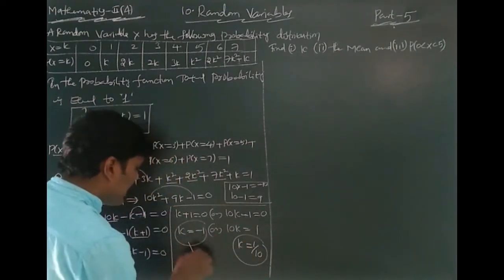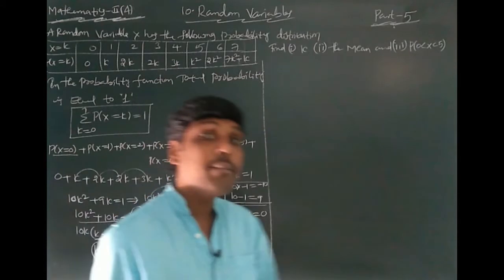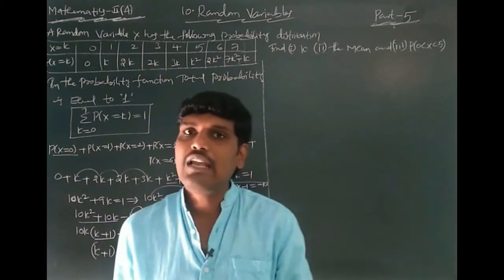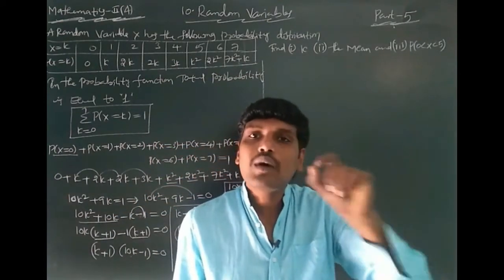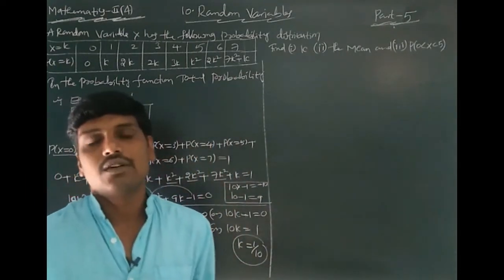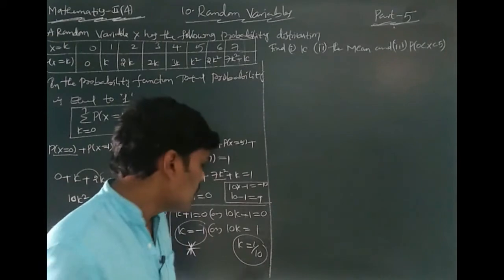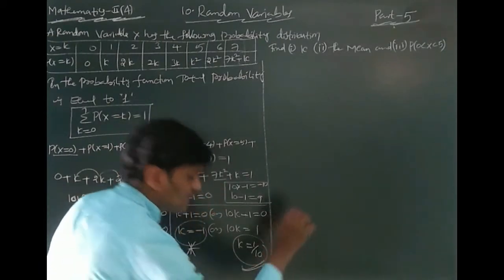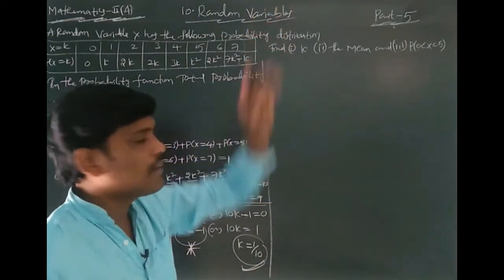This k equal to minus 1 cannot satisfy. Why? Because the probability value lies between 0 to 1 only. This minus 1 is less than 0, that's why this is not possible. We have to take the value 1 by 10. This is the first problem also completed.